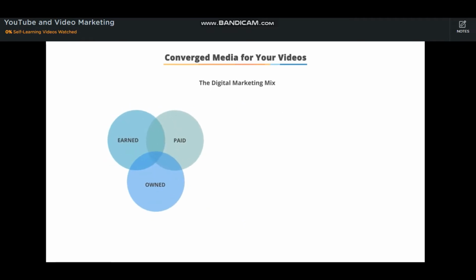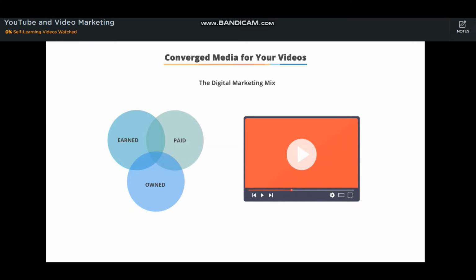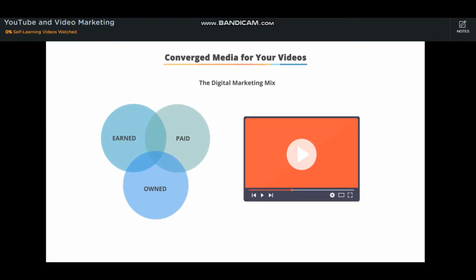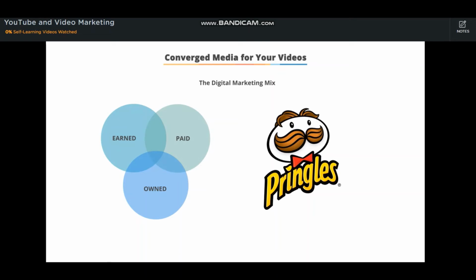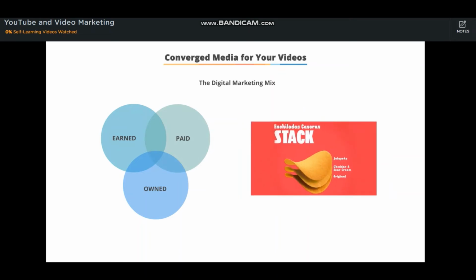Here is a good example of how to use converged media for your videos. The power of YouTube is that it accelerates the virtuous circle that connects your owned, paid, and earned media. For years, Pringles has been running the flavor stacking campaign. The concept of stacking different flavors of Pringles to come up with new tastes has inspired thousands of people to try it out.